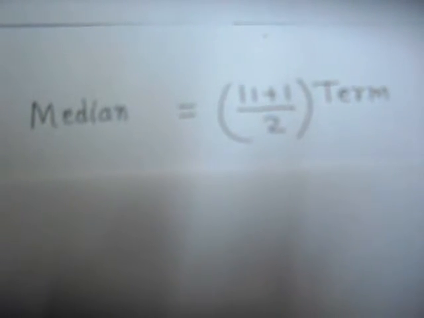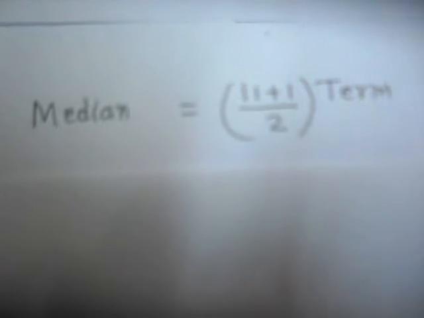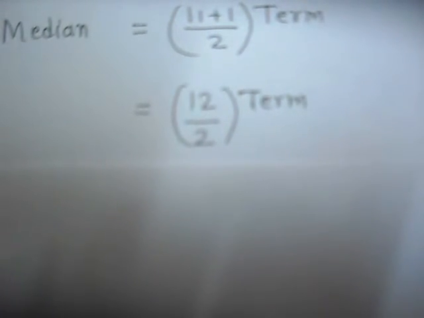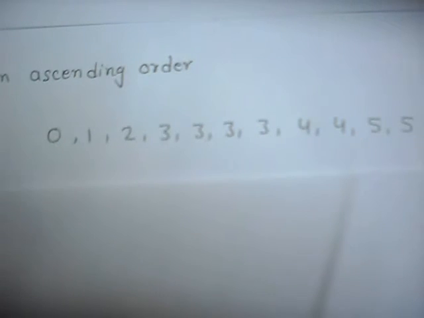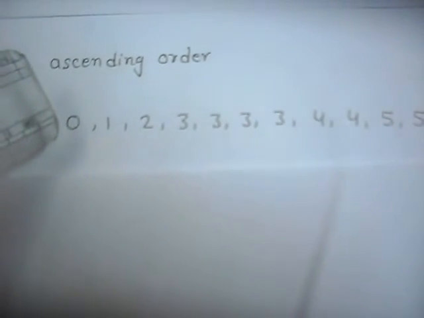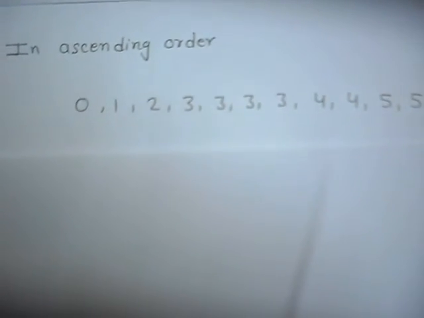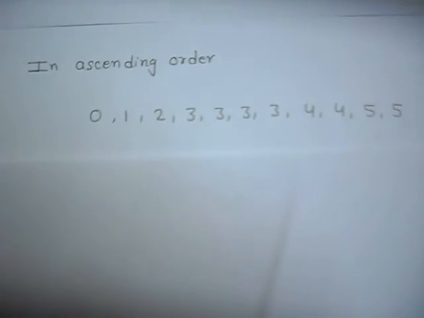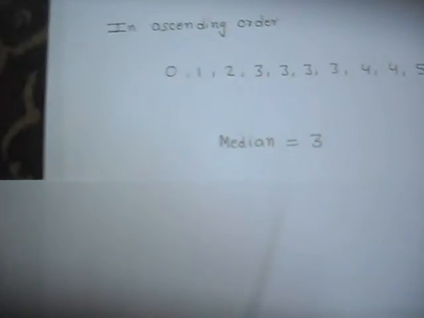So in place of n we write 11 plus 1 divided by 2. 11 plus 1 is equal to 12 upon 2. When we solve, 12 divided by 2 means the sixth term. So the sixth term will be the median. In the given ascending order, we see which is the sixth term: 1, 2, 3, 4, 5 and 6. So this 3 will be the median.